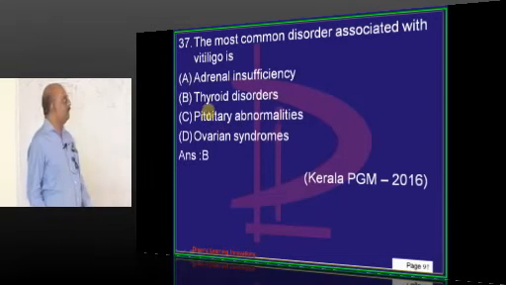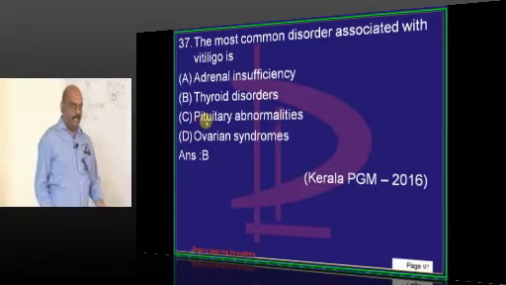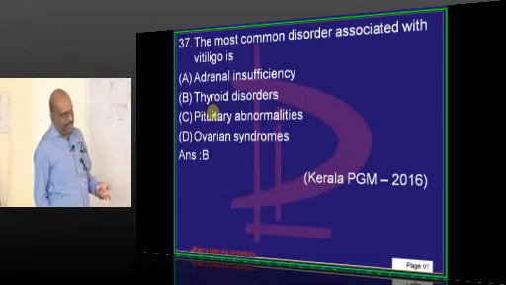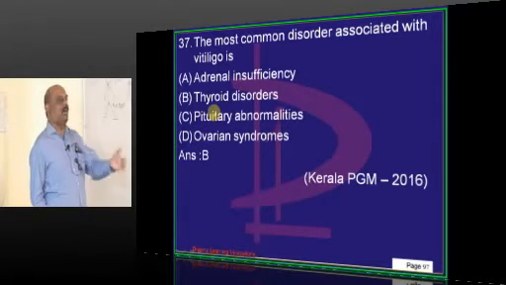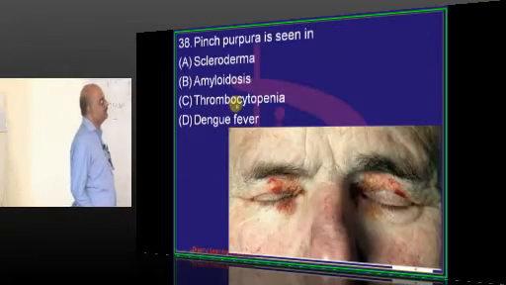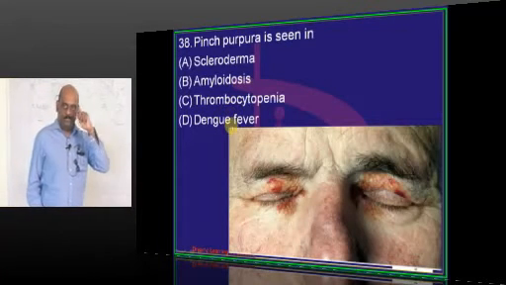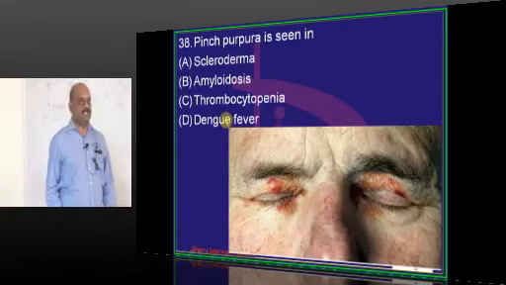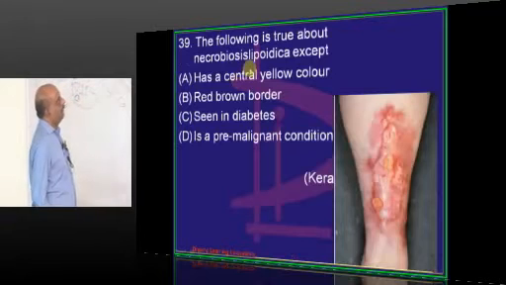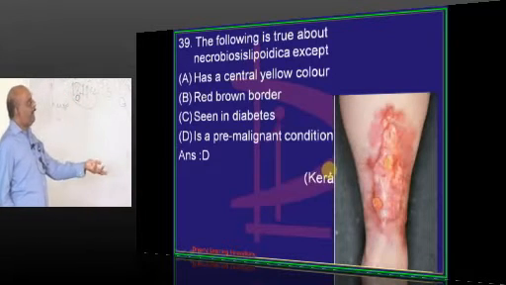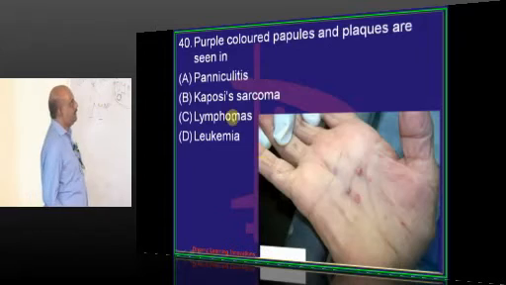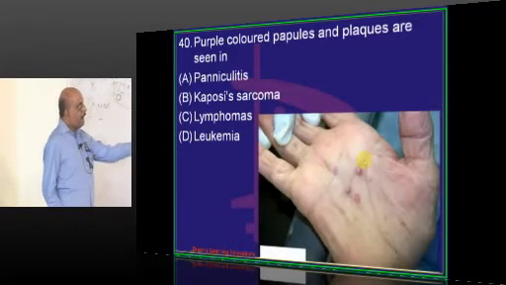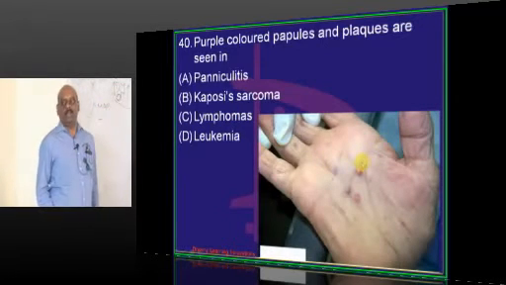Most common disorder, vitiligo, Addison disease, then hypothyroidism, all will coexist together. Pinch purpura, it looks like you have pinched amyloidosis. The necrobiosis lipoidica is not a pre-malignant condition but found in diabetes. Purple colored plaques, typically those fleshy lesions, are all Kaposi.